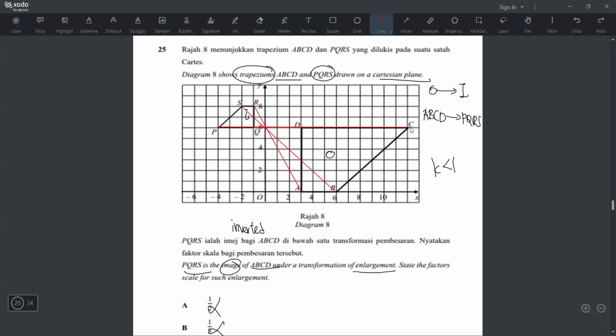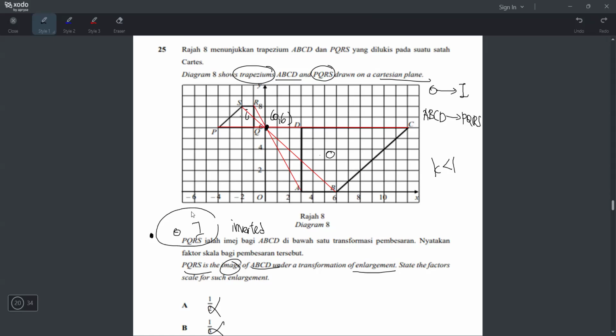Okay, why I join all these lines is to find the center of enlargement. So you can see the center is here, 0, 6, right? And you need to know that if your object and image are on the opposite side from the center, the scale factor will be negative, right? But if both your object and image are on the same side of the center, your object is here, your image is here, they are both on the same side, then the scale factor is positive, right?